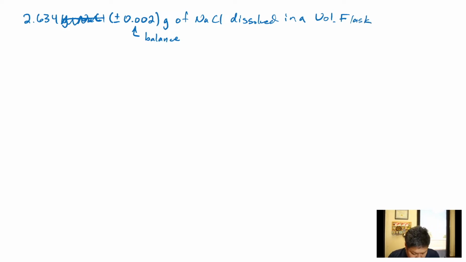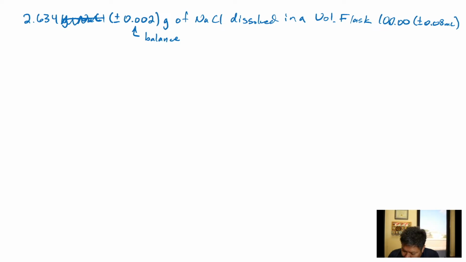And its volume was 100 plus or minus 0.08 mL. So the volumetric flask is pretty accurate. That's a very low uncertainty for this particular volumetric flask. That's a really low uncertainty, but that's what the problem says. So we'll just keep on going.